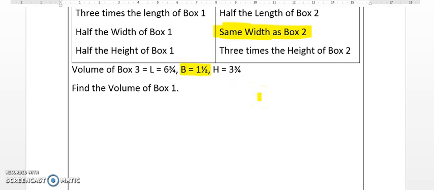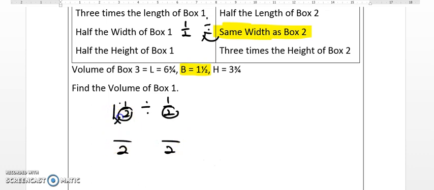So we just need to focus on 1.5. Then this one is half the width of box 1. So you just need to put here half. So what you need to do is divide. So take 1.5 divided by half. Whenever there's a mixed number, you need to change it to an improper fraction. So copy the 2, copy the 2. Next step, put a times plus. 2 times 1 is 2, 2 plus 1 is 3.